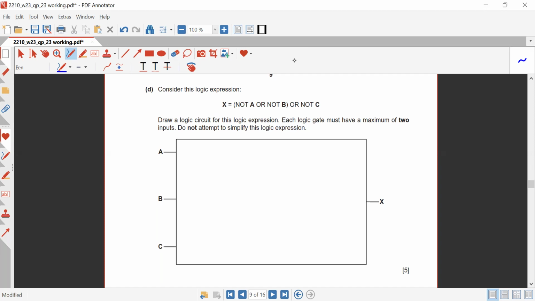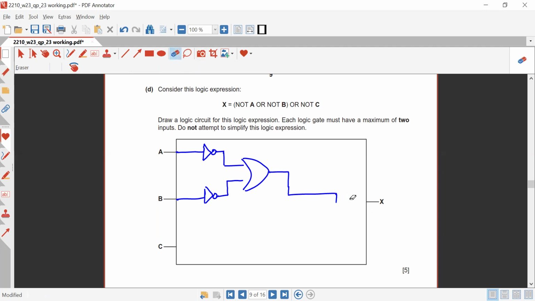Each input is by default 1, and if they say NOT A, that means we need to apply a NOT gate over A. First of all, NOT A OR NOT B. So there is an OR gate that is given an input from NOT A and NOT B. Further on, OR NOT C. Now the output goes towards another OR gate, and the other input of that OR is coming from NOT C. So this is how you need to draw this one.